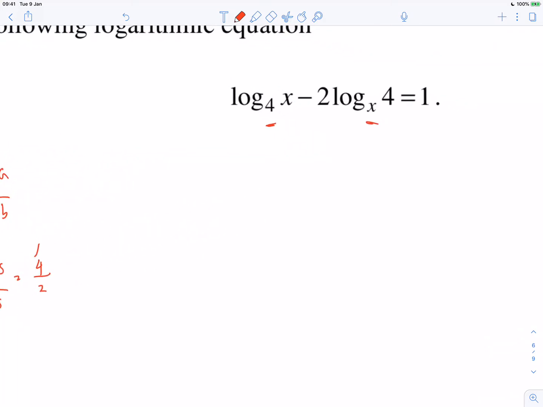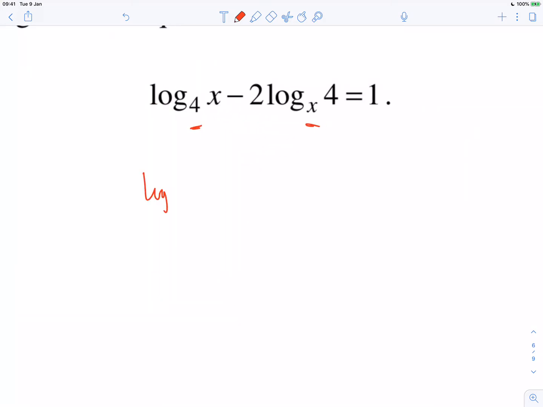Okay, fine. So this is going to be log base 4 of x minus 2. Now I take the 2 up in a power, so that's going to be 16, and get rid of the 2. So this is going to be log base 4 of the argument, which is 16, over log base 4 of the old base, which is x. And now this equals 1.